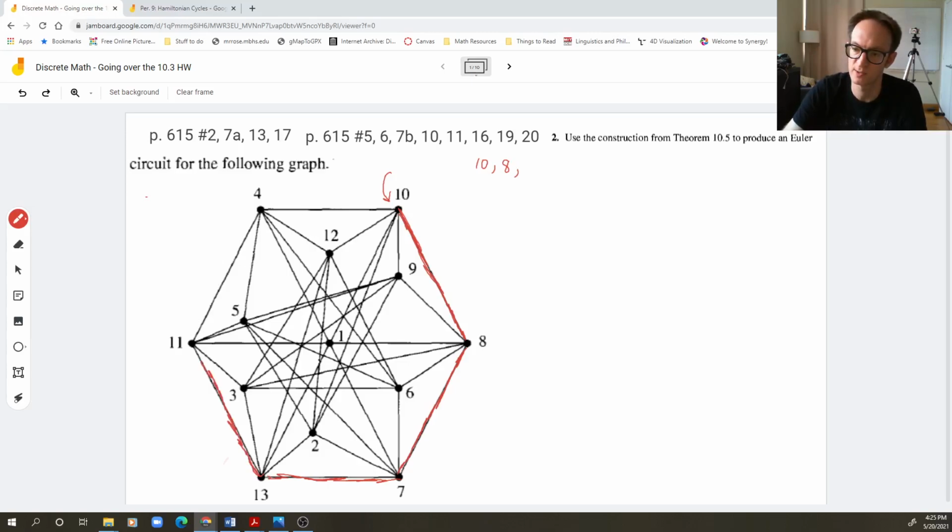So here we go, to 11, to 4. And the thing is, I can't get stuck. I don't want to go back to 10 yet. So I'll go to 5, and then I'll go to 2. It's possible I should have done this in GeoGebra. To 9. So what have I done so far? 10 to 8 to 7 to 13 to 11 to 4 to 5 to 2 to 9.